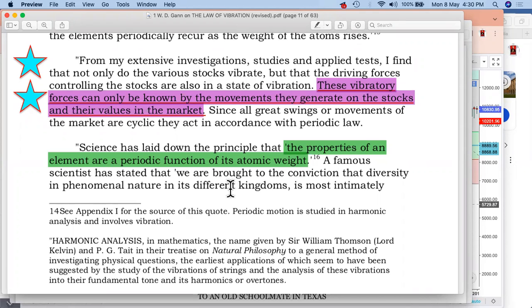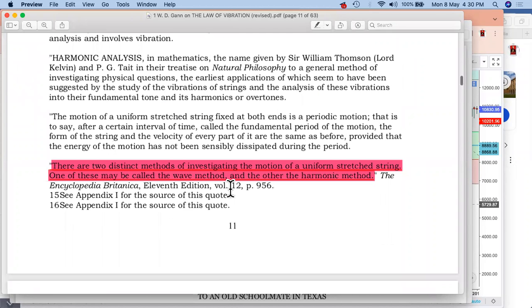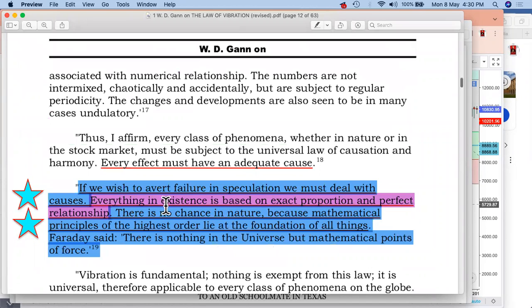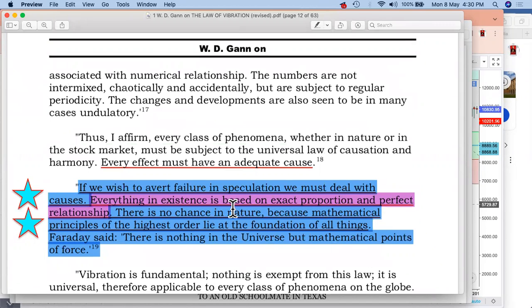Let's go to one more page. This is page number 12. Now here one more important thing has been given. Everything in existence is based on exact proportion and perfect relationship. Now what is this exact proportion? Exact proportion and perfect relationship, right?